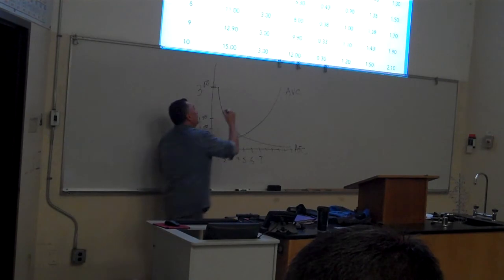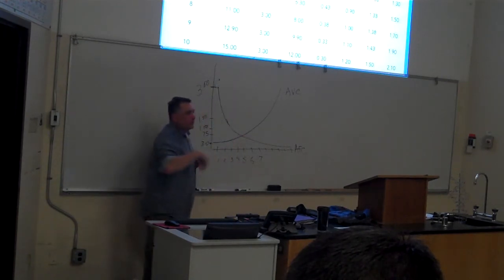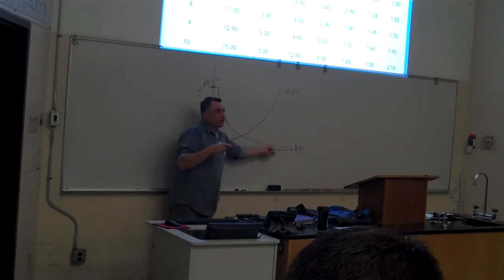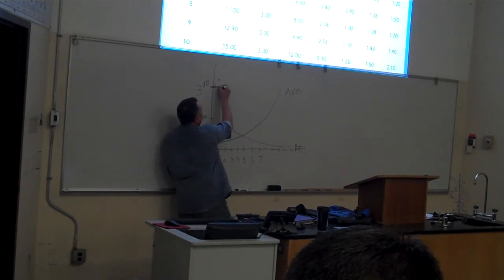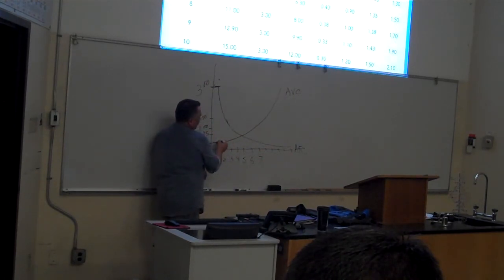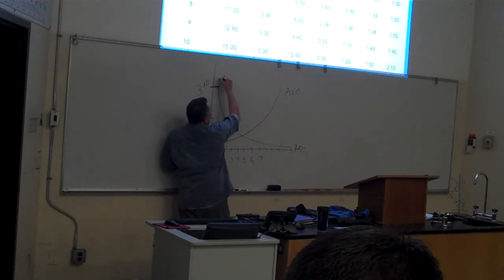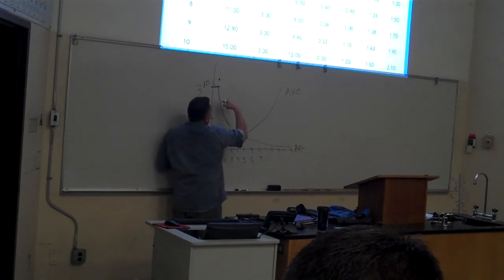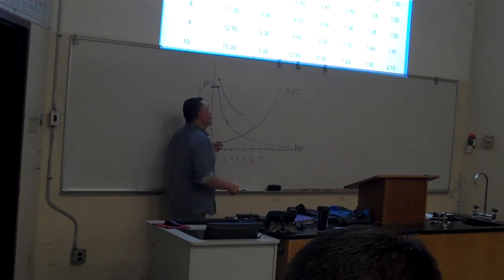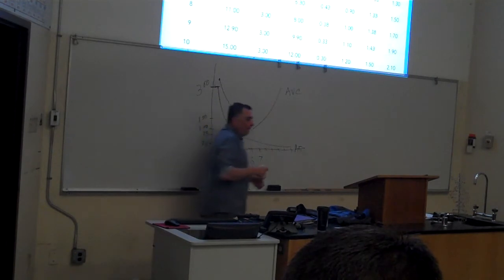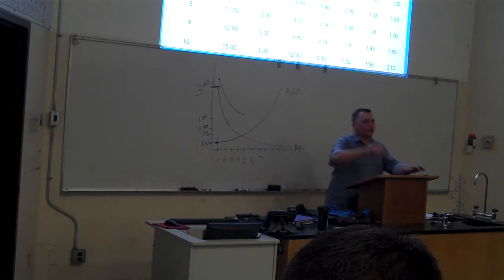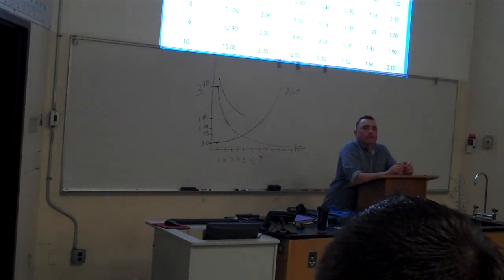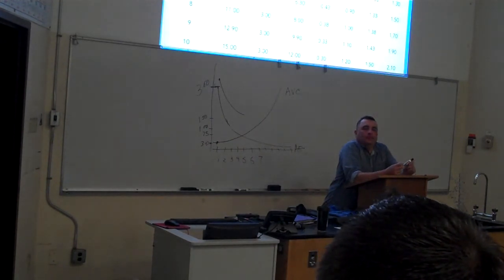All right, then you have the average total cost. Average total cost is simple because it's just a summation of the two. It's just this plus this, and this is $3 here, and it's 30 cents here. So average total cost is average fixed cost and average variable cost added together, and it does this. So why is it falling?